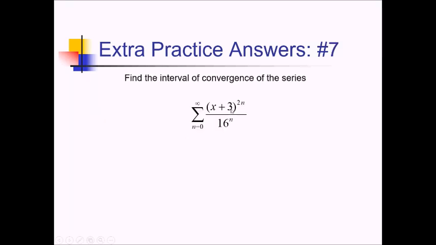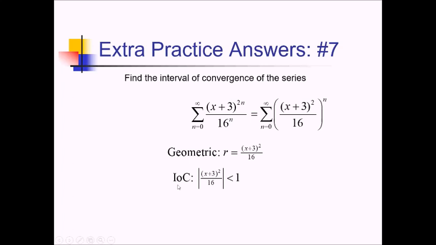For this one, trying to find the interval of convergence, since I noticed that we have a bunch of things being raised to the n, I'm going to start by rewriting this as x plus 3 squared over 16, one big fraction there, all raised to the nth power. And when I do this, I see that I actually have a geometric series, which makes my life a lot easier on this, because I can take the r value, which is x plus 3 squared over 16, and to find the interval of convergence, I just need the absolute value of this to be less than 1.